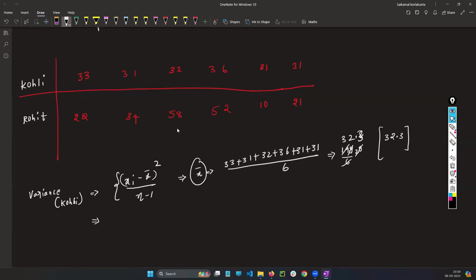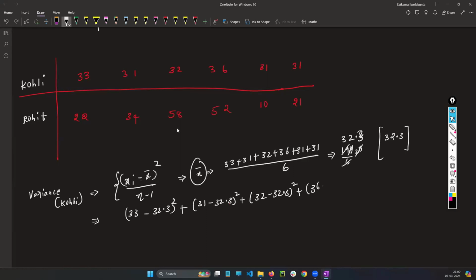So apply each and every value of Kohli in this formula. 33 minus 32.3, whole square, plus 31 minus 32.3, whole square, plus 32 minus 32.3, whole square. Each and every data point minus its mean, whole square.